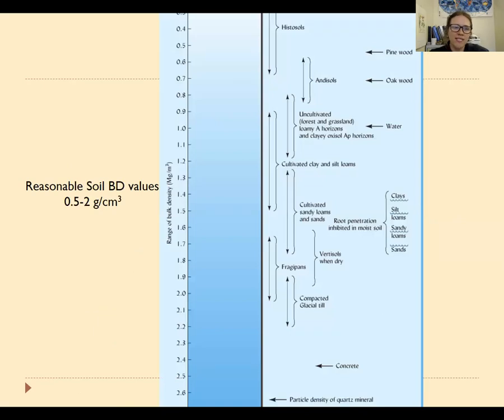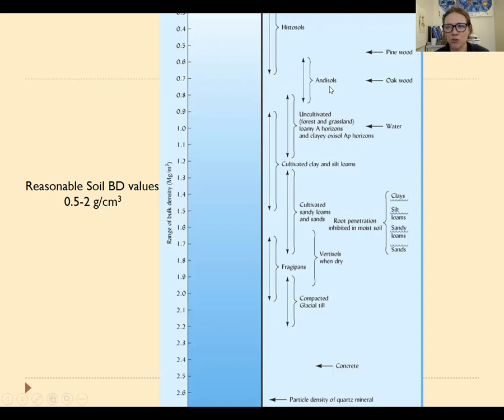Okay, here's a figure from the text showing BD, or bulk density, values. As I said, particle density values for rocks that break down to make soil are usually about 2.6, 2.7 grams per cubic centimeter. Soils are always going to be less than that because they're always going to have some amount of pore space in them. And those that have an incredible amount of organic matter, like histosols, are going to have really low bulk densities.